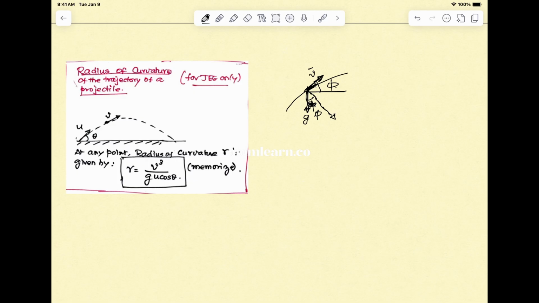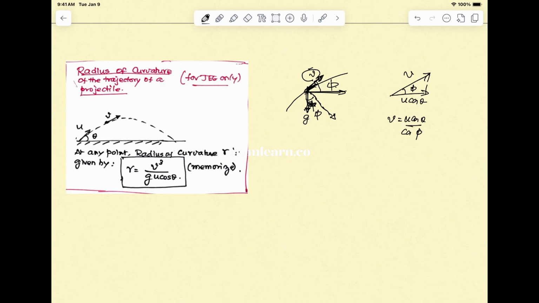Then we know the velocity v in terms of the horizontal component u cos theta. This is u cos theta, which remains constant. This is the v vector, and this angle is phi. This is u cos theta, because that remains the same. The horizontal component of velocity remains the same everywhere. Therefore v is given by u cos theta divided by cos phi.